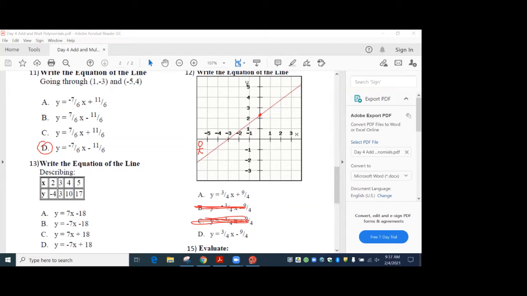Look at your numbers right here. It's on the positive side, right? Look at your answers. Your y-intercept has to be positive. I have no idea what 9/4 is, but I know it's got to be positive. What's the answer got to be? It's got to be A.